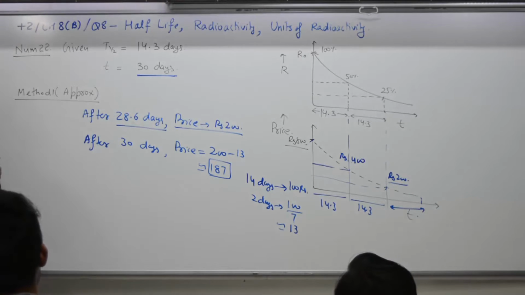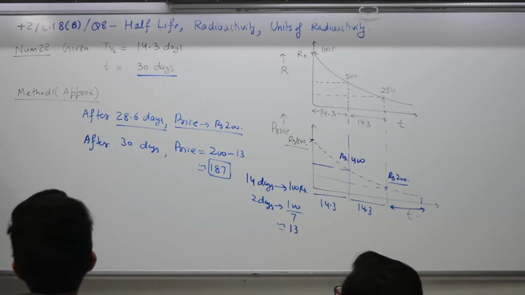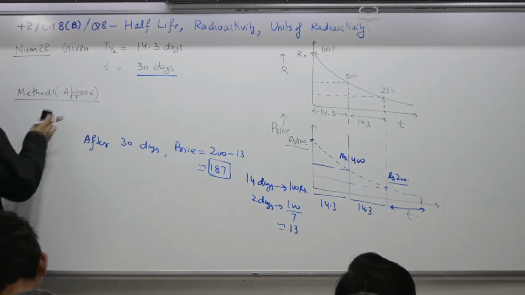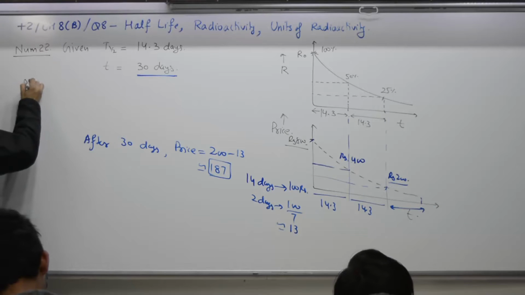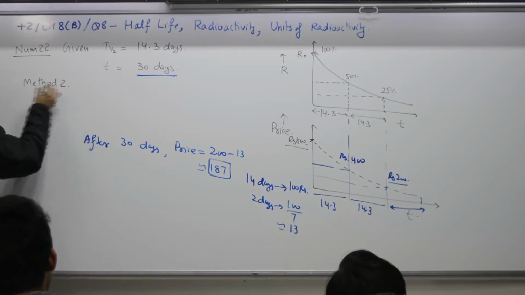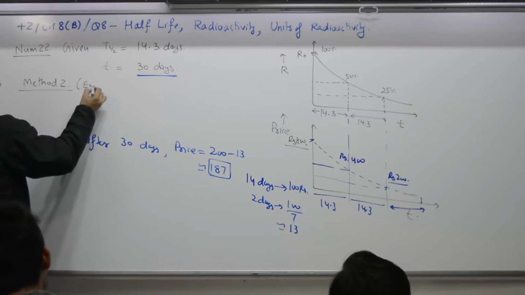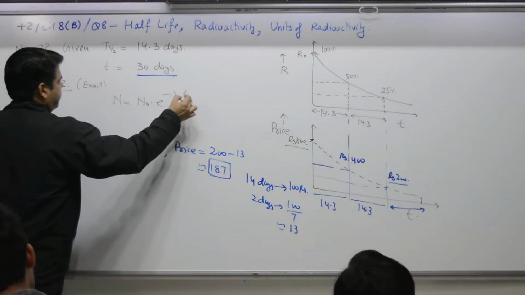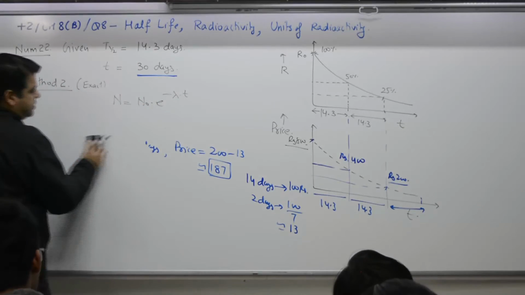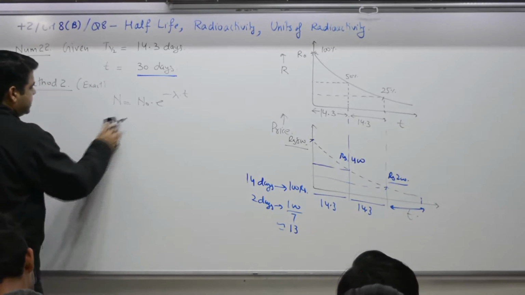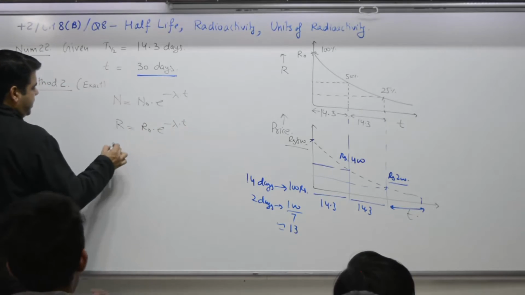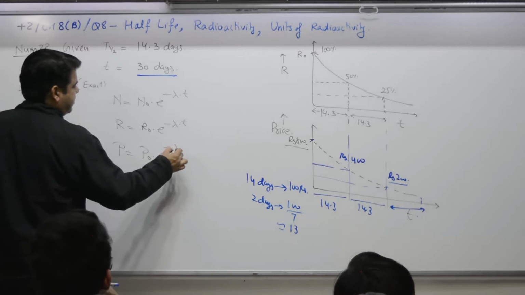Exact method. Yes, anyone? Exact method. Method 2, not recommended for competition. Exact method: N is equal to N naught e power minus lambda t. R is also equal to what? R naught e power minus lambda t. Price P is also the original price times e power minus lambda t.